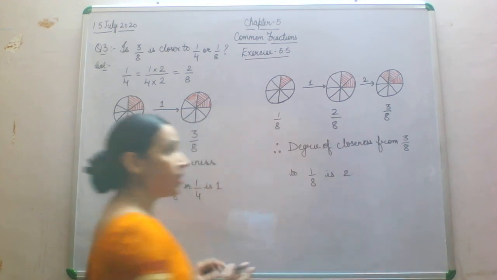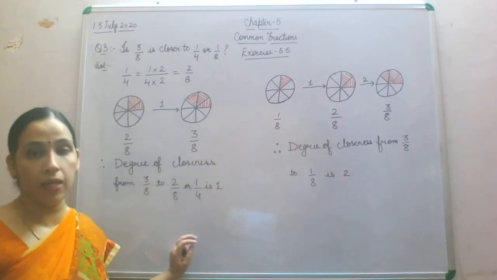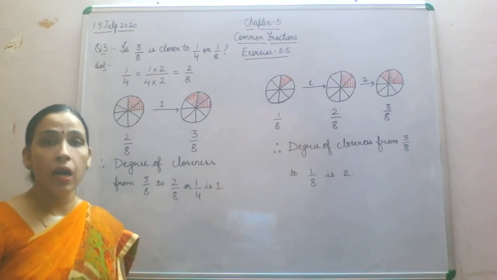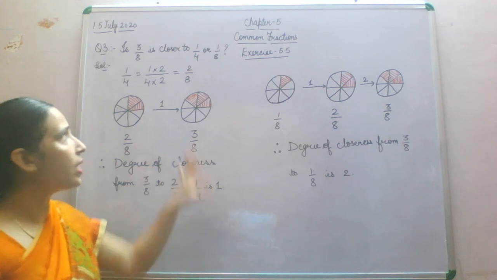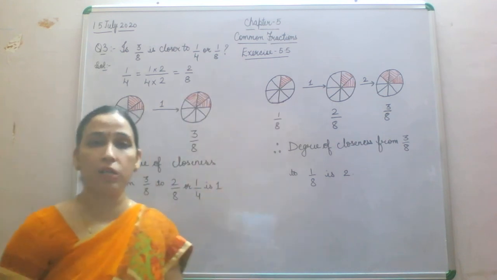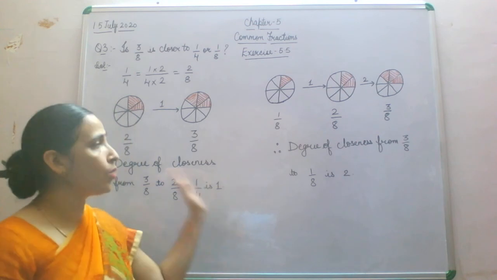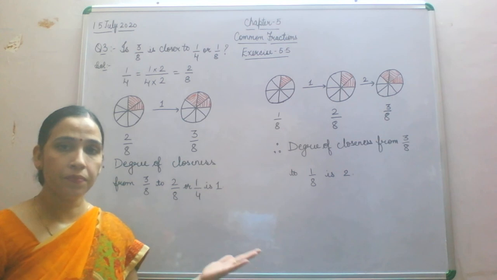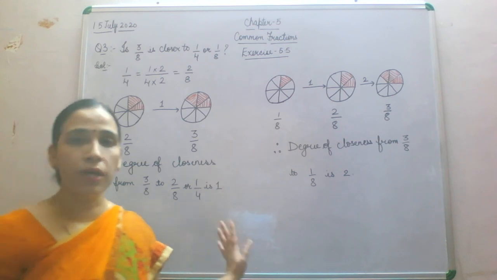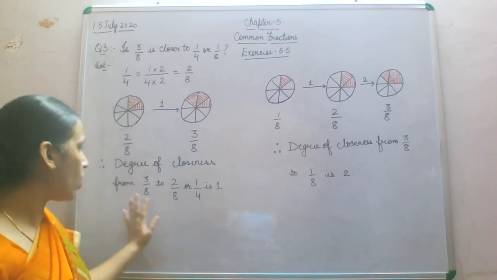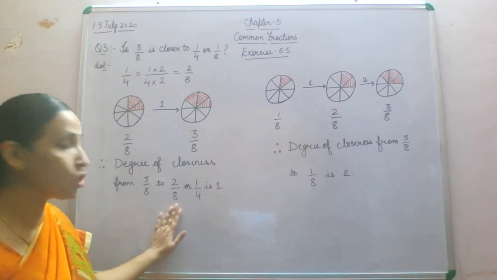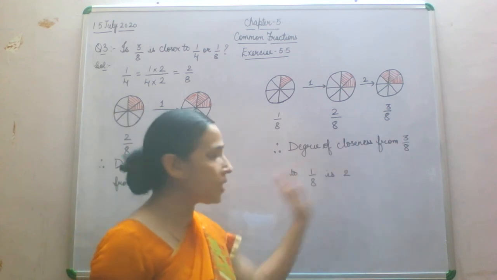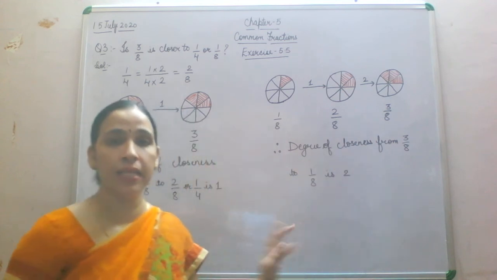Fine. Now this is your comparison part. How do you have to compare this part with the other part, which is your second fraction, 1 by 8, and then how will you get the answer? Now this is your comparison part: degree of closeness from 3 by 8 to 2 by 8, which is your 1 by 4, is 1, and here degree of closeness from 3 by 8 to 1 by 8 is 2.